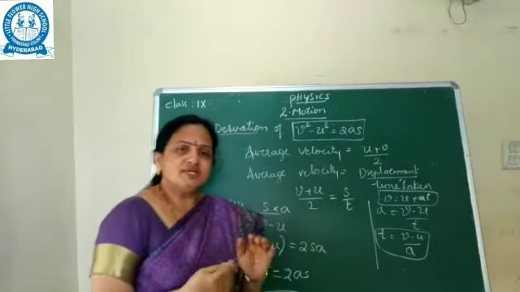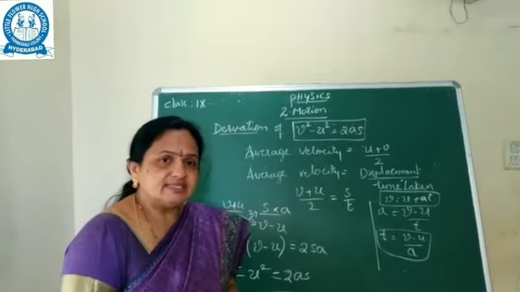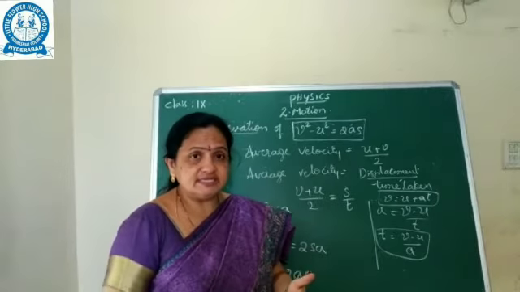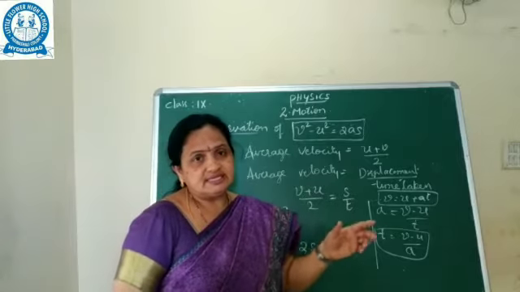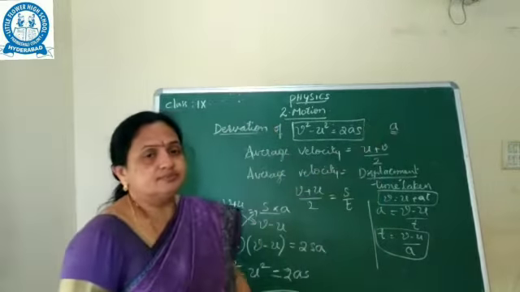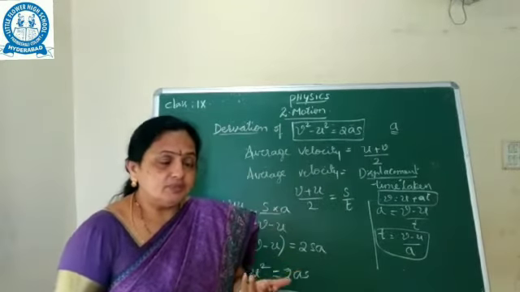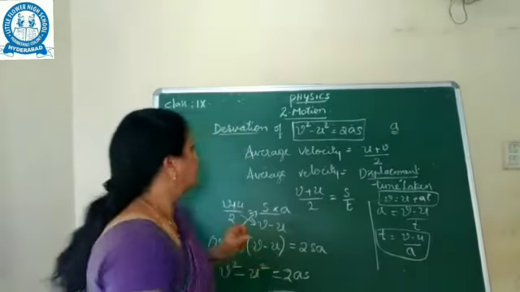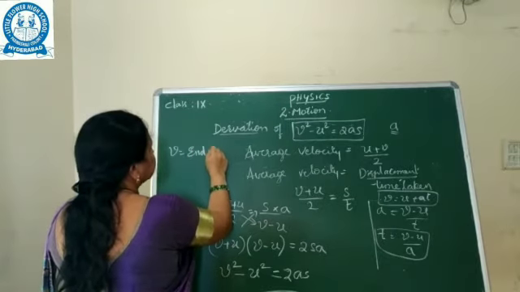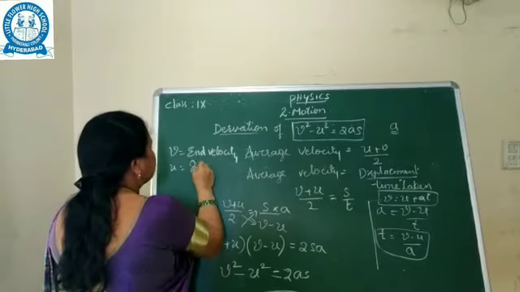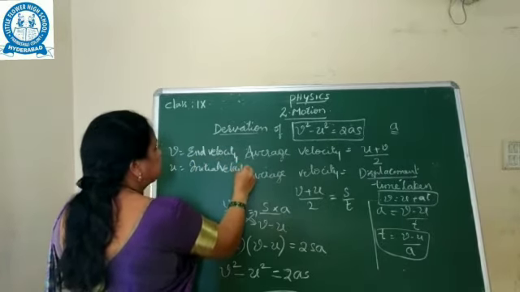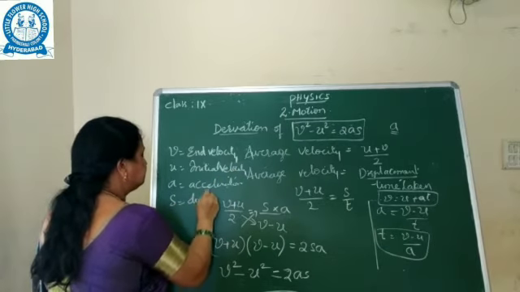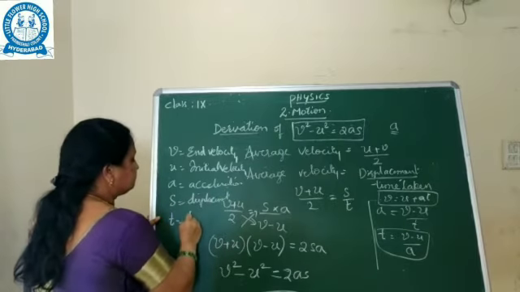In problems, we have to check what they are asking for: acceleration, displacement, and so on, and choose the equation we need. Asking for displacement means uniform acceleration, and we derived this equation for uniform acceleration only. So here, v is the end velocity, u is the initial velocity, a is acceleration, s is displacement, and t is the time taken.